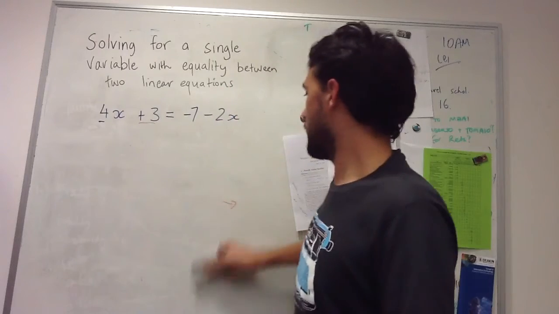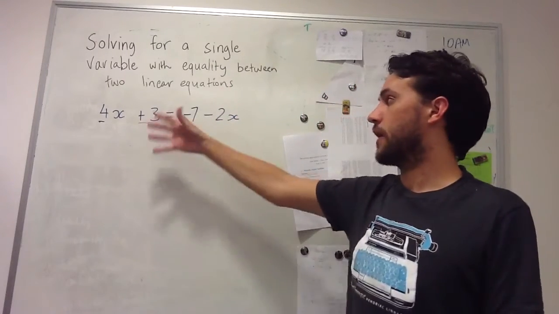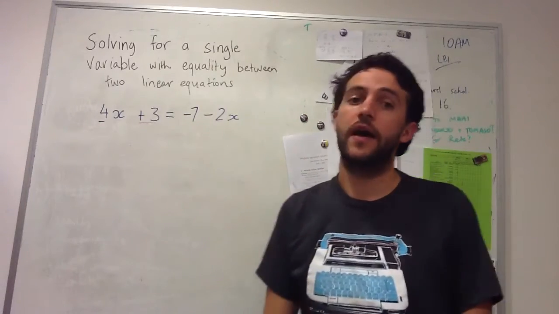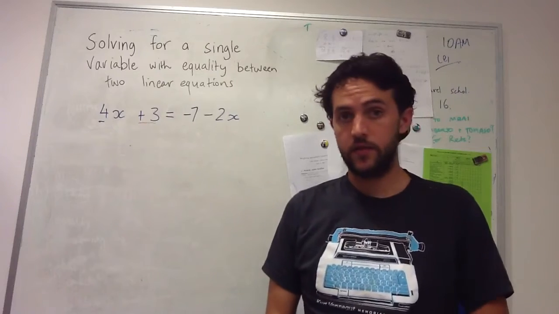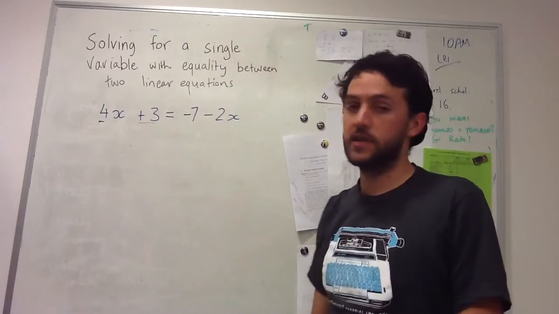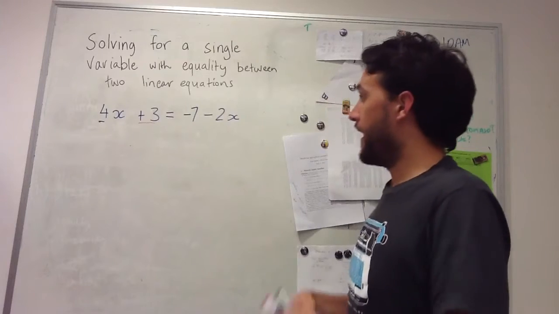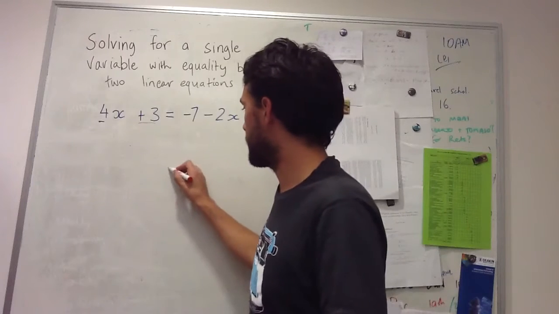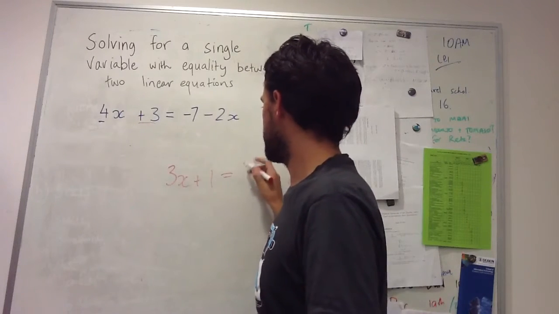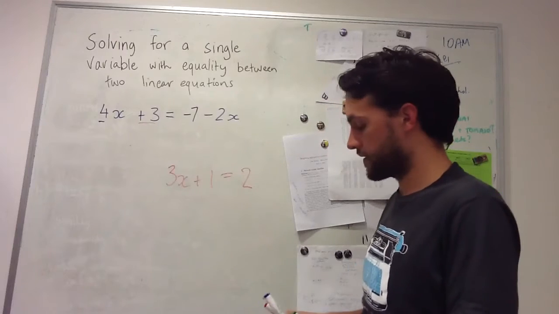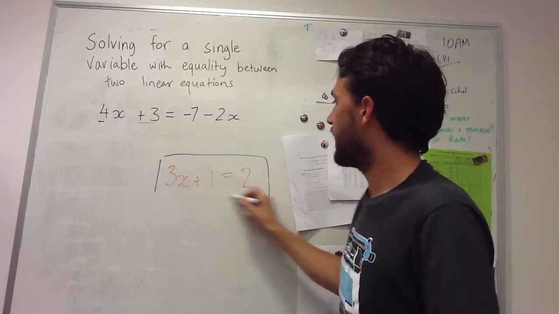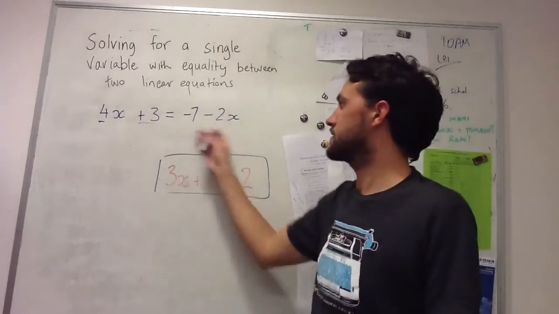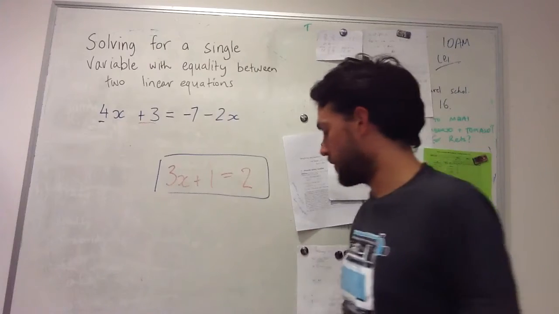Now, if you're good at solving normal equations, so when we've just got a linear expression on this side and a number on this side, there's just one extra step we need to do when we've got two linear statements on either side. And that's get x to one side. So, for instance, if we have something like 3x plus 1 equals 2, a statement like this, if we can deal with that, the only difference between this and this statement is that this one's got x on both sides. So that's what we're going to try and get rid of.